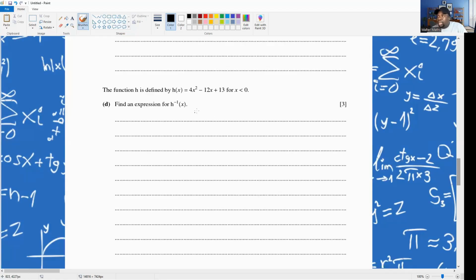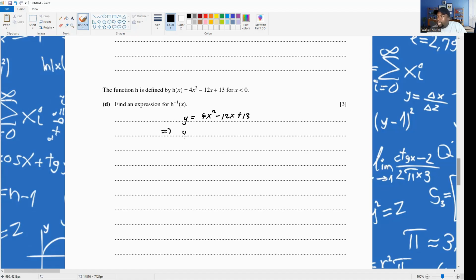x is less than 0. Right, so they want us to find an expression for h inverse of x on D. To find the inverse, we will have y being equal to 4x squared minus 12x plus 13.